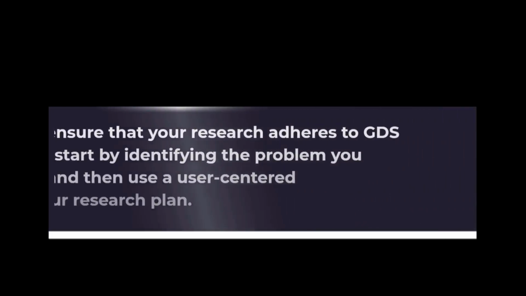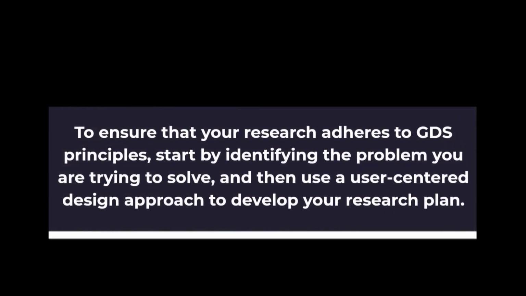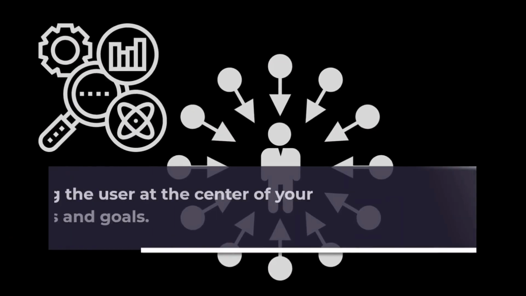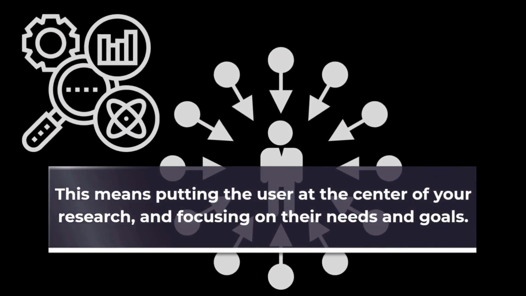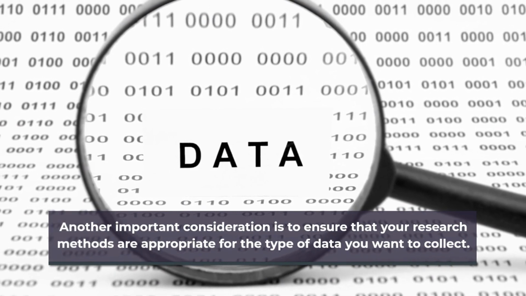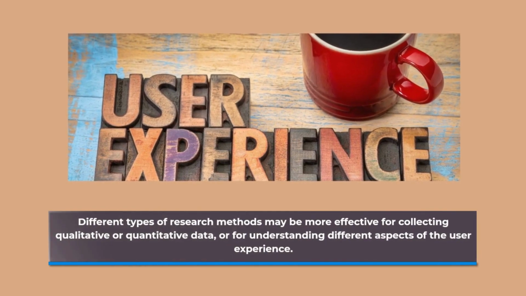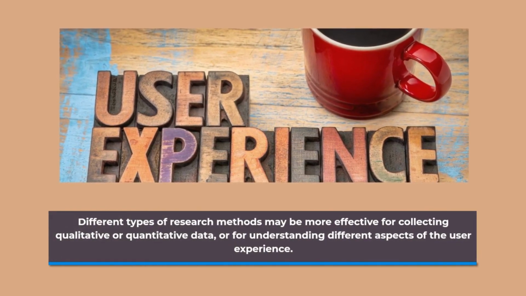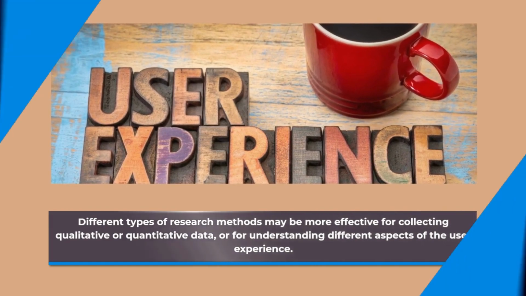To ensure that your research adheres to GDS principles, start by identifying the problem you are trying to solve, and then use a user-centered design approach to develop your research plan. This means putting the user at the center of your research, and focusing on their needs and goals. Another important consideration is to ensure that your research methods are appropriate for the type of data you want to collect. Different types of research methods may be more effective for collecting qualitative or quantitative data, or for understanding different aspects of the user experience.